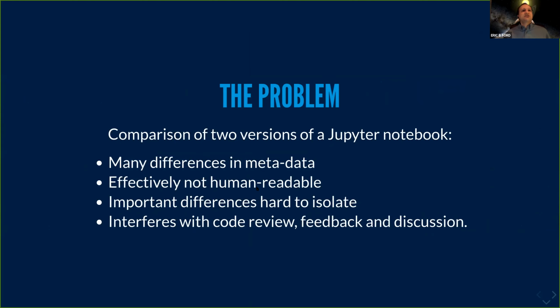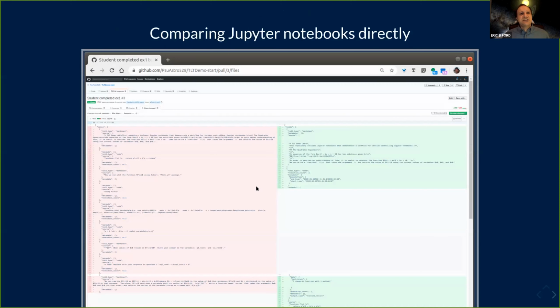Okay, well, so what's the problem with this? Well, the problem is that because these Jupyter Notebooks contain so much information, comparing two versions of a Jupyter Notebook is very difficult. There's a lot of metadata that renders comparisons basically not human readable, and it's very hard to find the differences. So to illustrate that, I made just a few small changes to the example notebook I shared in that repository.